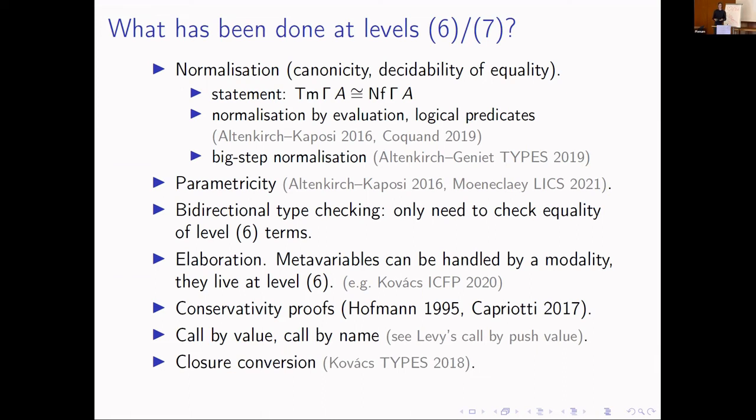Or for compilation, closure conversion is an important step in compiling functional languages to low-level languages. This can also be described at level 6. And we have a paper by Raphaël Bocquet and Christian Sattler, where some of the above are done at level 7, so at the level of higher order abstract syntax, in particular normalization, parametricity, and conservativity proofs are presented at higher order abstract syntax.